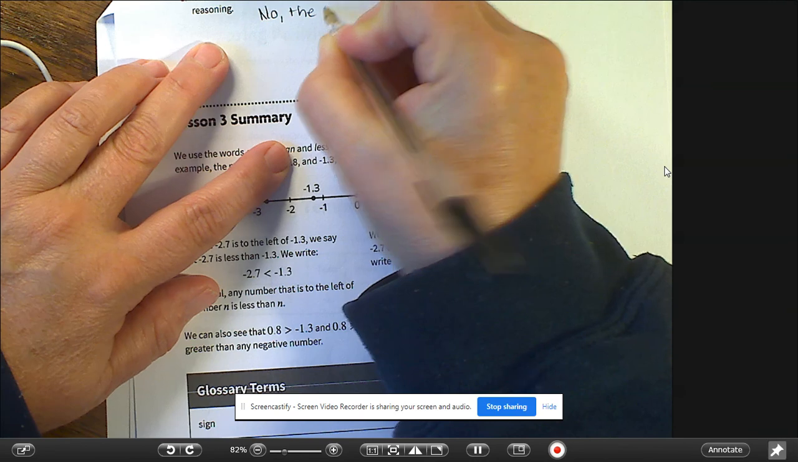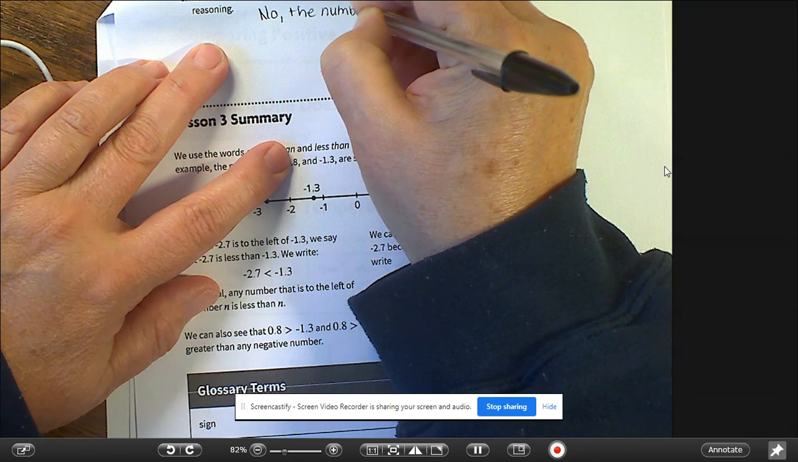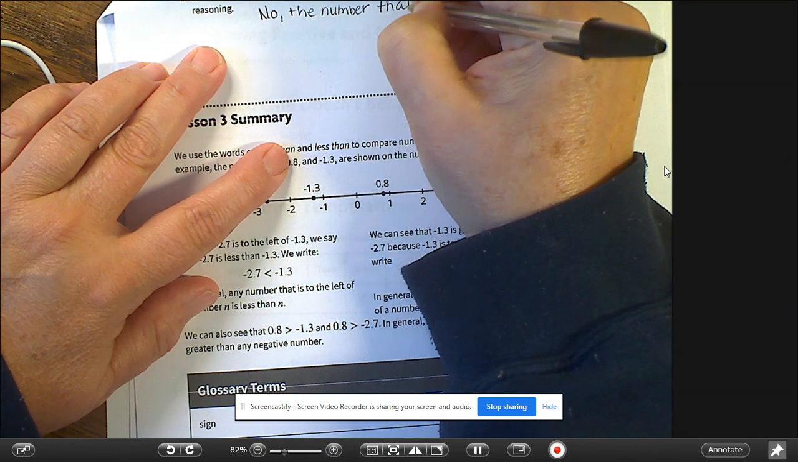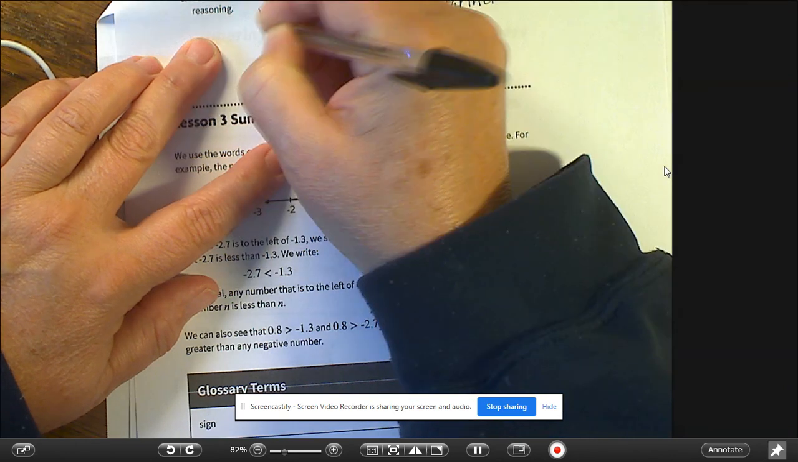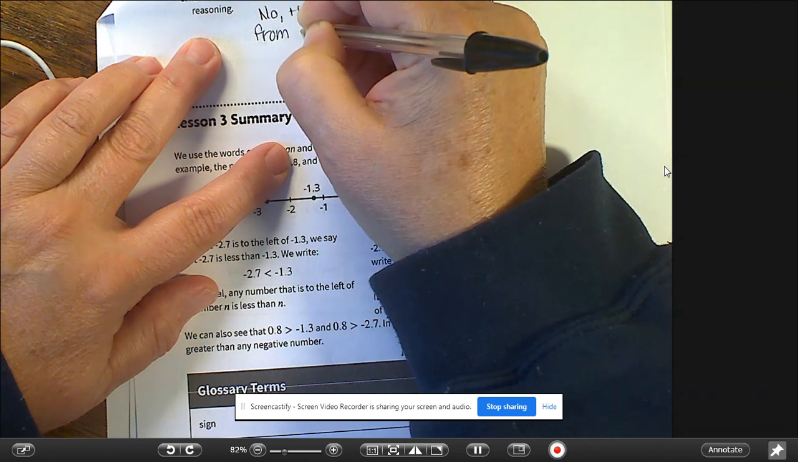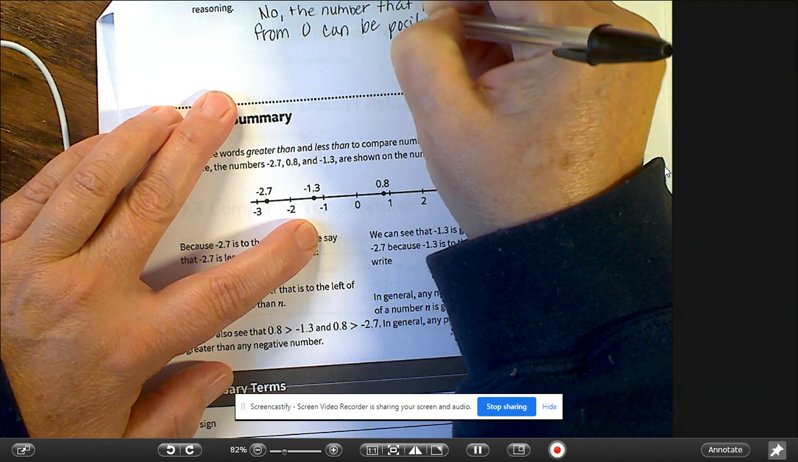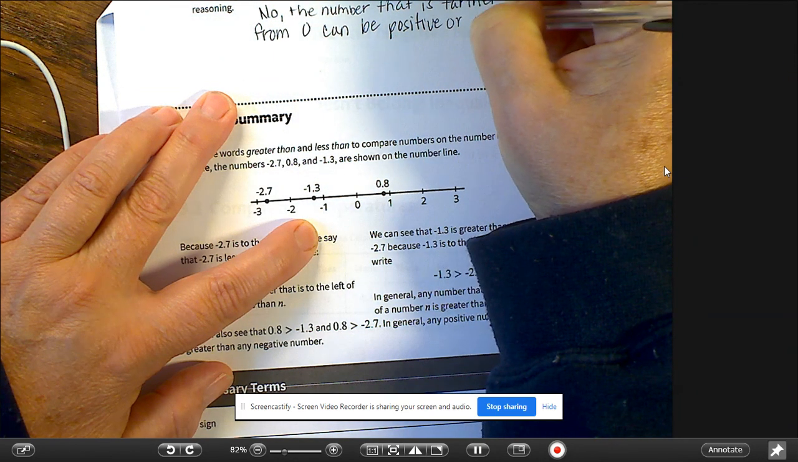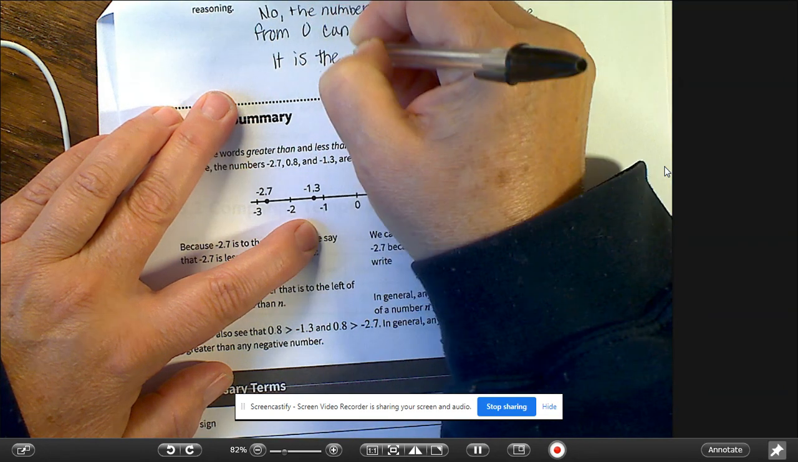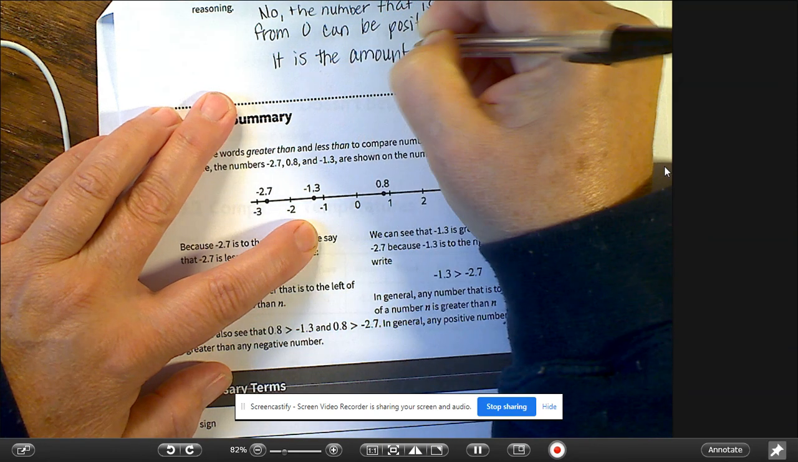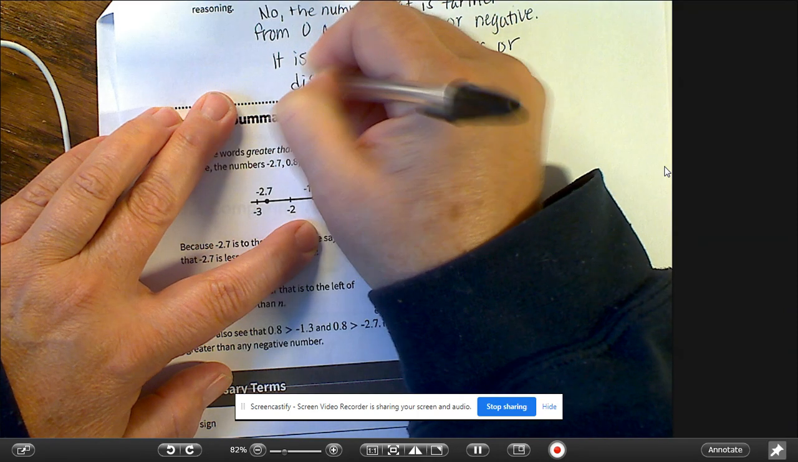The number that is farther from 0 can be positive or negative. And it is the amount of spaces or distance that counts.